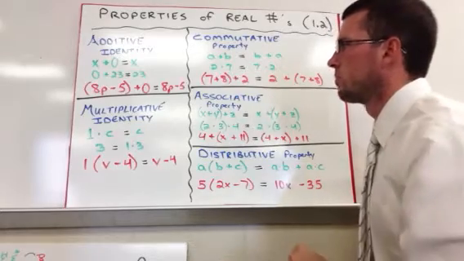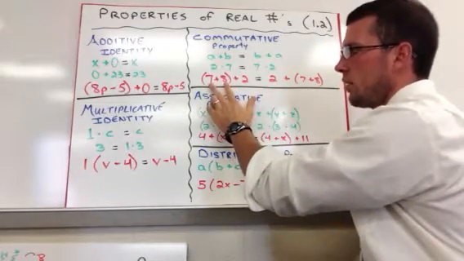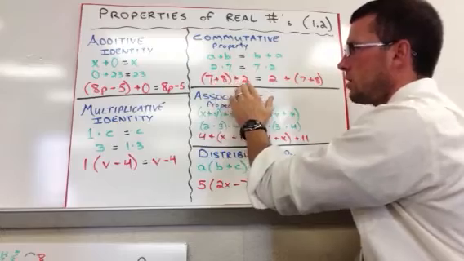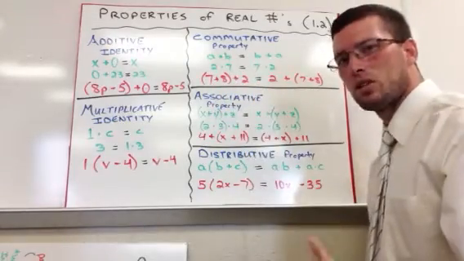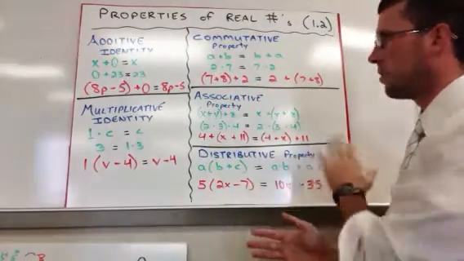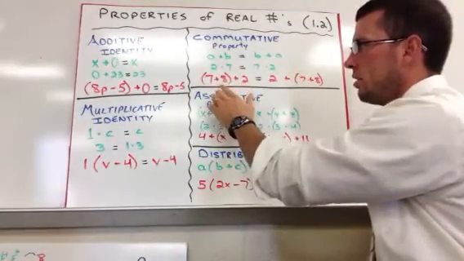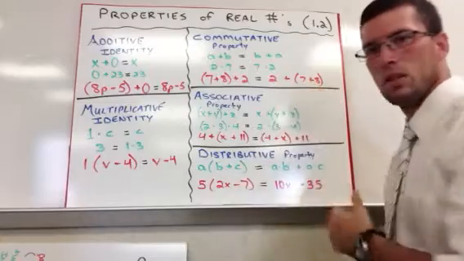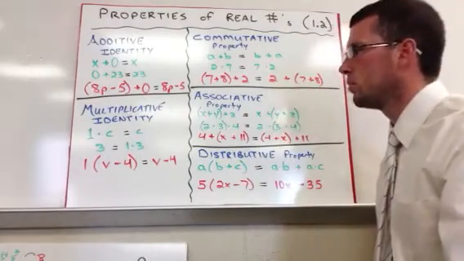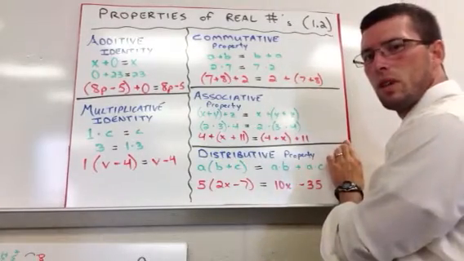So if we have parentheses of 7 plus 8 and then plus 2, is that the same thing as 2 plus 7 plus 8? I think it is. 15 plus 2 is 17, and 2 plus 15 is also 17. So it works there too. Let's see, one slide over.